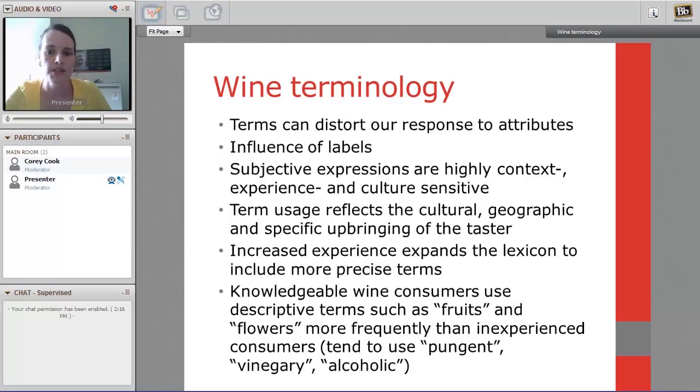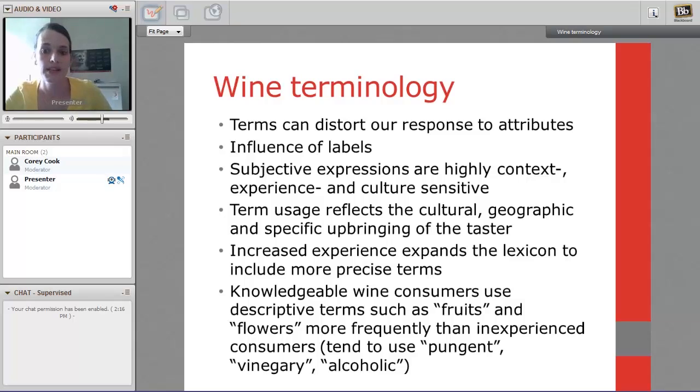And term usage does reflect the cultural, geographic, and specific upbringing of the person. So how the product is normally presented, whether you're used to a certain attribute like lychee, which can be used to describe Gewürztraminer, and if you've never had lychee, it's not a term that would come up in your vocabulary to describe the wine.